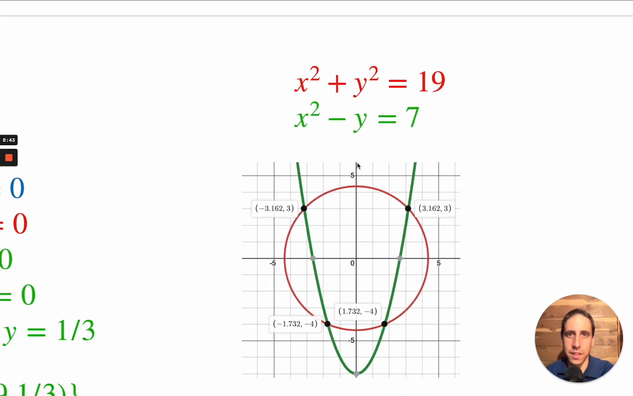Let's check this one out. X squared plus y squared equals 19. I haven't taught you how to graph this one, but there it is. It's actually a giant circle. How cool is that? This is the graph of a circle.